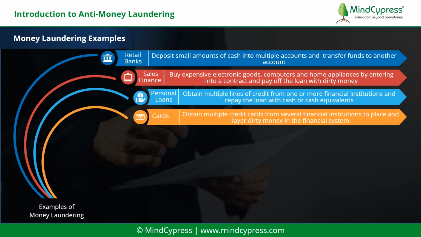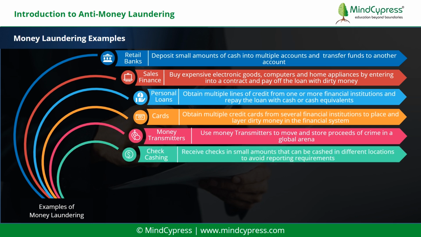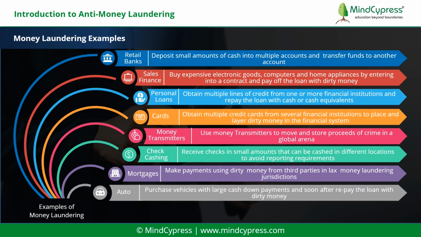Cards: obtain multiple credit cards from several financial institutions to place and layer dirty money in the financial system. Money transmitters: use money transmitters to move and store proceeds of crime in a global arena. Check cashing: receive checks in small amounts that can be cashed in different locations to avoid reporting requirements. Mortgages: make payments using dirty money from third parties in lax money laundering jurisdictions. Auto: purchase vehicles with large cash down payments and soon after repay the loan with dirty money.